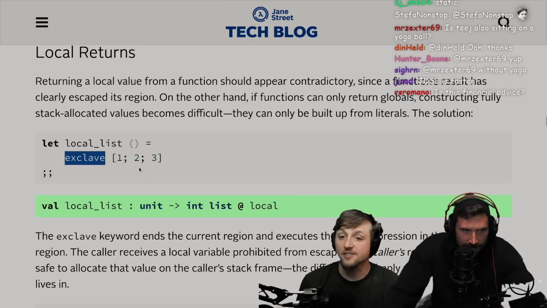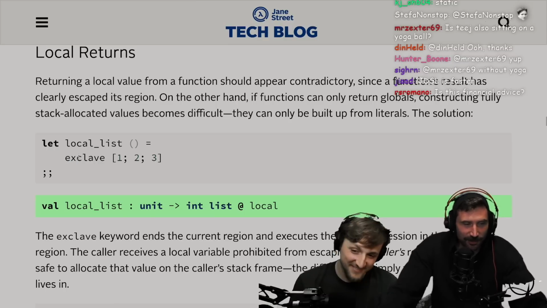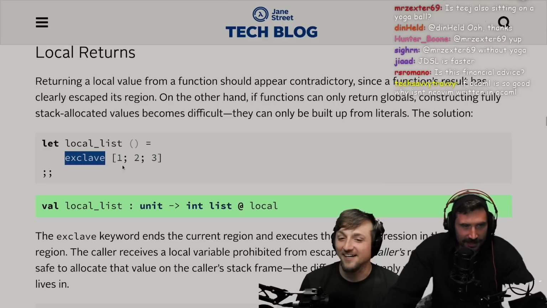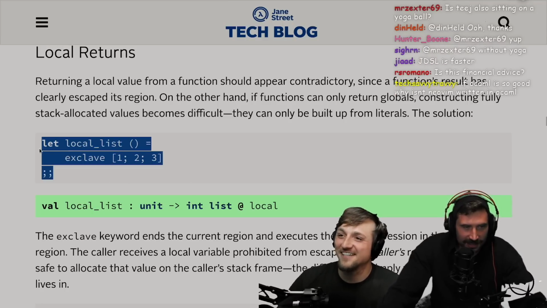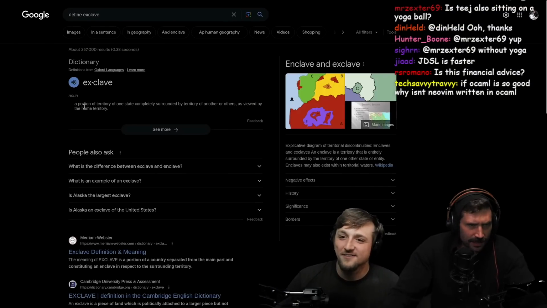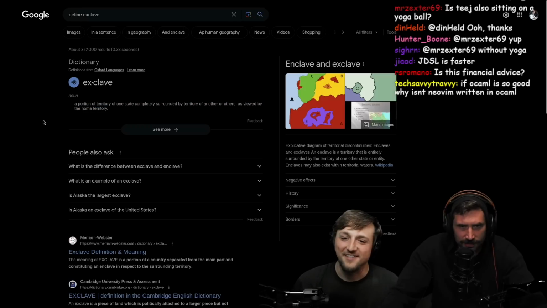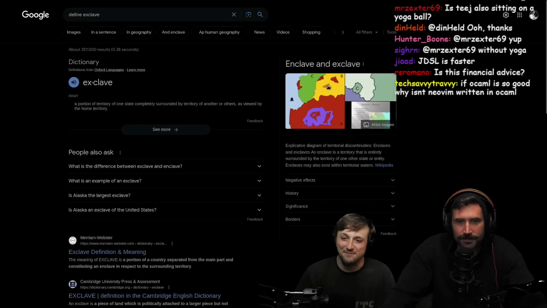Yeah, apparently it's a real word. Oh, sorry. I had to Google it as I said N. I didn't even see the X. Like the X became an N for me. What's exclave? I don't remember exactly what the definition is. I had to look it up, but basically it means a portion of territory of one state completely surrounded by territory of another or others, as viewed by the home territory. So it's basically like they're just going to surround that piece of memory or something like that.